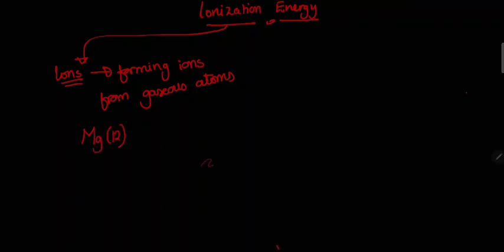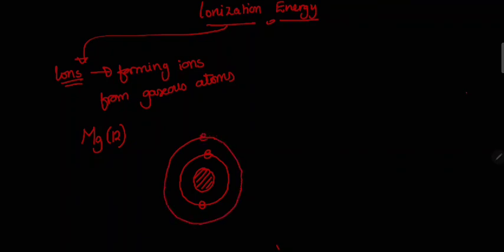I'm going to draw the structure for you. This is the nucleus. This is the first energy level, having 2 electrons. The second energy level has 8 electrons. And then the third energy level is going to have 2 electrons. Let me keep it separate for now.